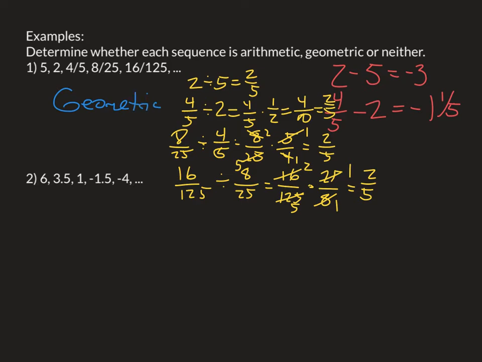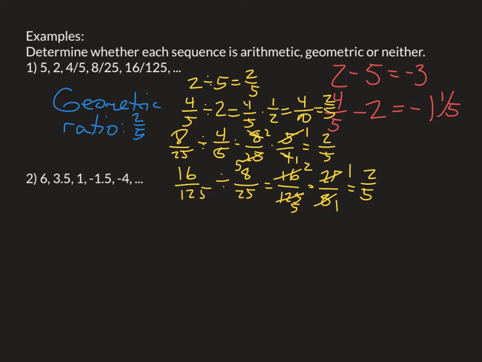And the number we repeatedly multiply by is 2/5. So our common ratio, I didn't ask for it, but I'm going to tell you anyway, the common ratio here is 2/5. That's what we repeatedly multiplied by. Okay, let's test the next one here.